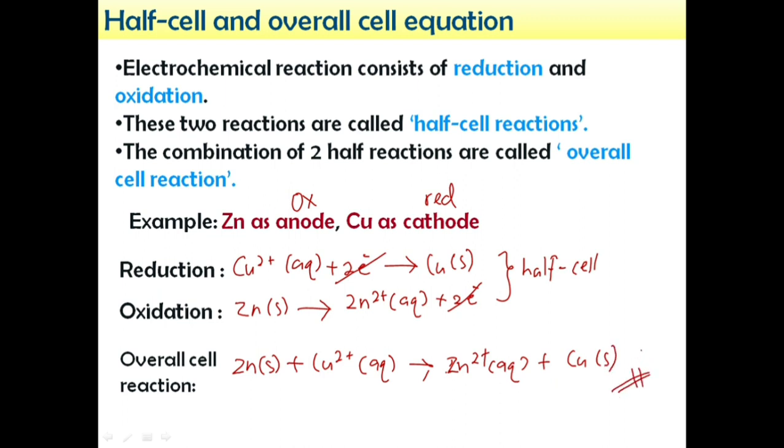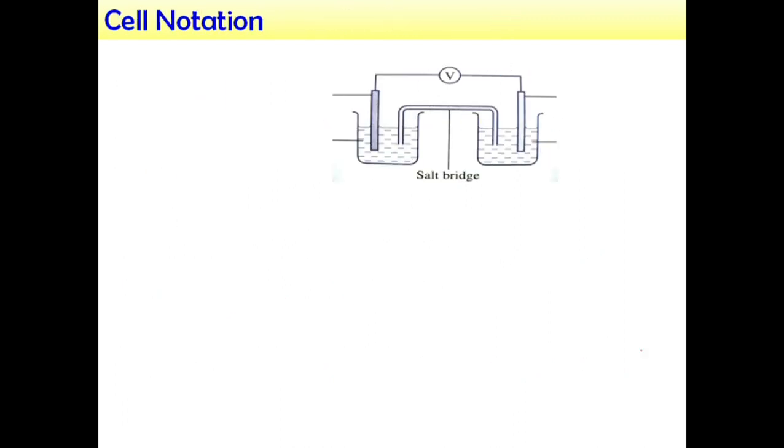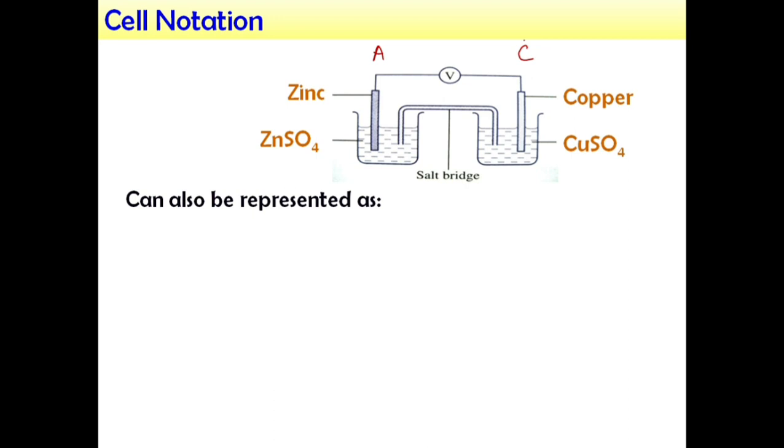Okay, so settle with this, we move to the last learning outcome for this video, cell notation. So kita ada cell galvanic cell, kita guna zinc dan zinc sulfate, copper dan copper sulfate. Jadi kita tahu ini adalah anode, ini adalah cathode. So this cell diagram can also be represented as cell notation. Jadi sekarang saya nak tunjuk macam mana kita nak tulis cell notation.